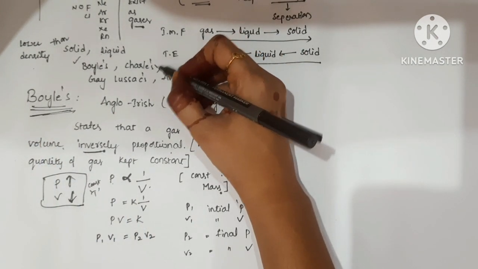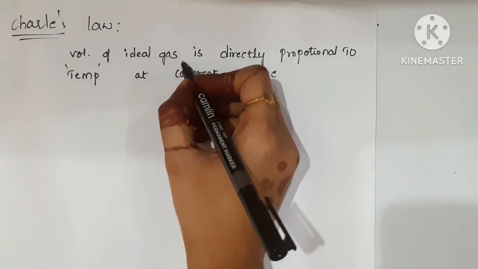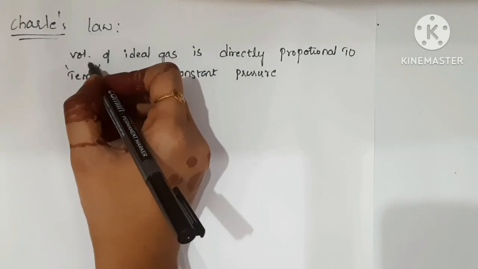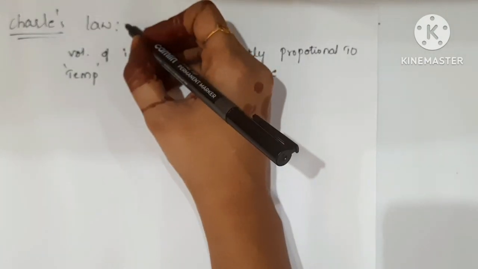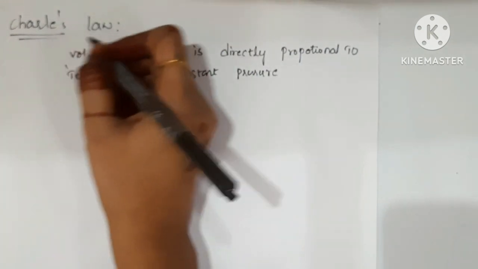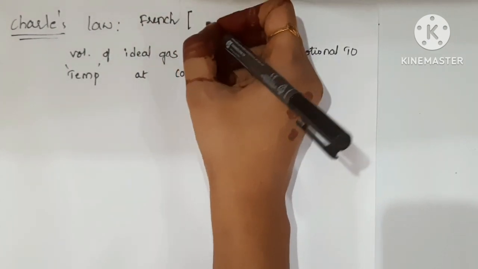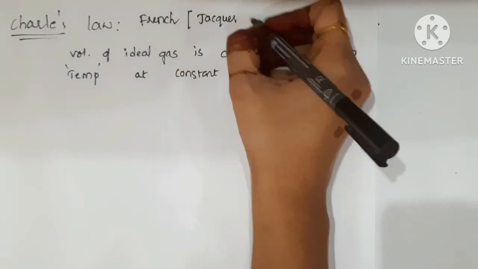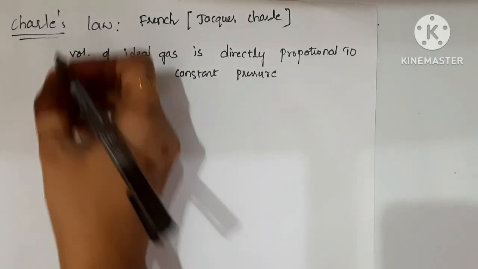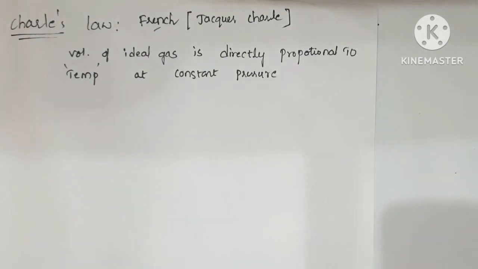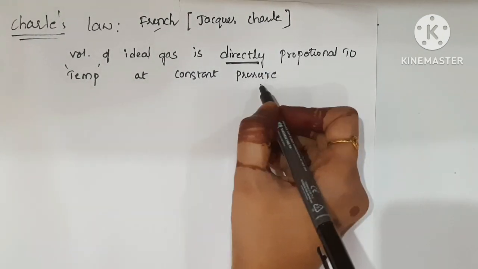The next one is Charle's law. Charle's law states that the volume of an ideal gas is directly proportional to the temperature at constant pressure. Charle's law was proposed by the Frenchman Charle. He is a French citizen. He states that the volume of an ideal gas is directly proportional to the temperature at constant pressure.